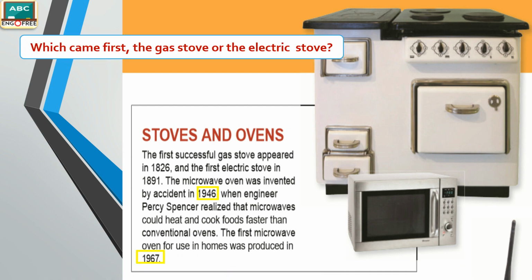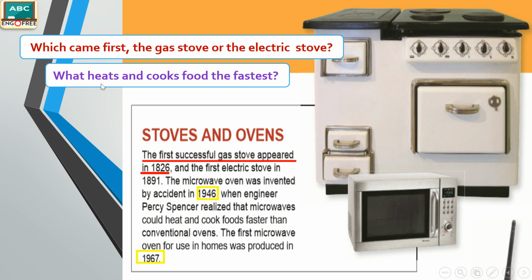Which came first, the gas stove or the electric stove? Yes, surely it's the gas stove. What heats and cooks food the fastest? Microwaves could heat and cook foods faster than conventional ovens.